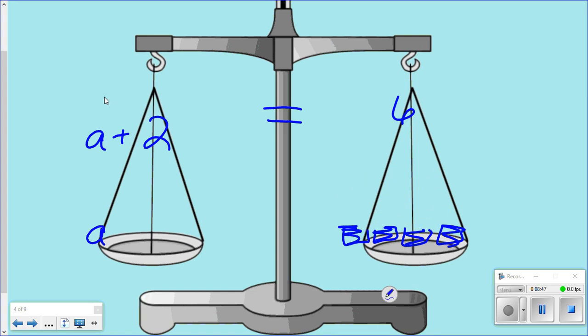So what does A equal? What does A represent on this side? 4 blocks. It represents 4 blocks. Bam. How will that be shown in an equation? I will show you in a second.